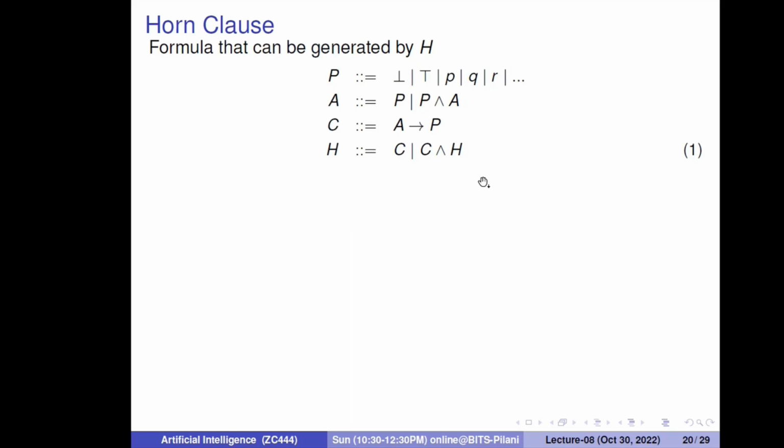So what does it mean? That there is a clause and Horn clause. Multiple Horn clauses can be combined using and. This means what? This is the Horn clause.